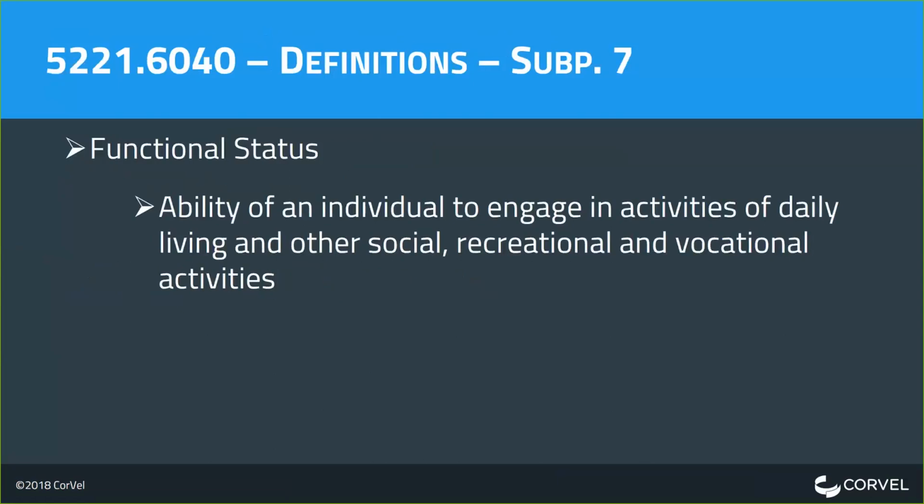Another definition we thought would be helpful to review is in Subpart 7 of 6040, and that is a definition of functional status, which is the ability of an individual to engage in activities of daily living and other social, recreational, and vocational activities. So it does include vocational activities, which would be their work status.